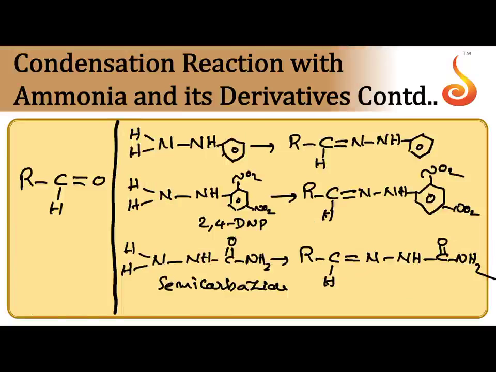Few more. In place of Z, NHC6H5 is taken. The entire molecule becomes phenylhydrazine. Two hydrogens and oxygen are removed as H2O. We can get aldehyde phenylhydrazone. Similarly, 2,4-dinitrophenylhydrazine. When it is taken, the product obtained is aldehyde 2,4-DNP. Semicarbazide: when it is reacted with aldehyde, two hydrogens are removed. These two get combined. Semicarbazone is obtained.